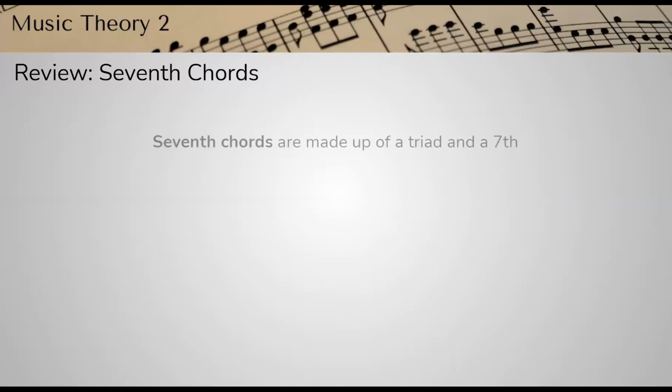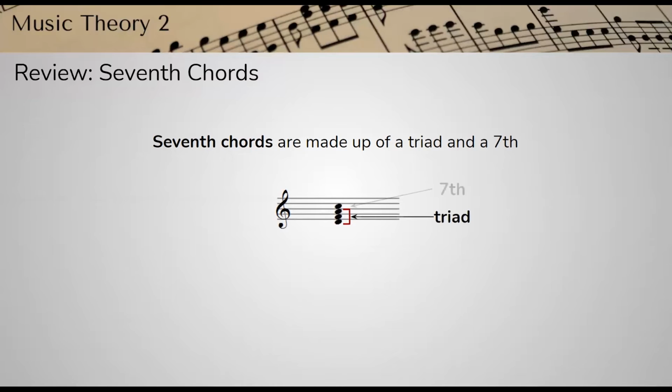Let's talk about seventh chords. Seventh chords are simply made up of a triad that we all saw before, and then you add another note on top, which is a third above the fifth, which makes it a seventh above the root. So that is the seventh of the chord, which is why we call this a seventh chord. So they have 2 parts. They have a triad, which are the bottom 3 notes in root position, and then they have another note, which is the seventh above that root.